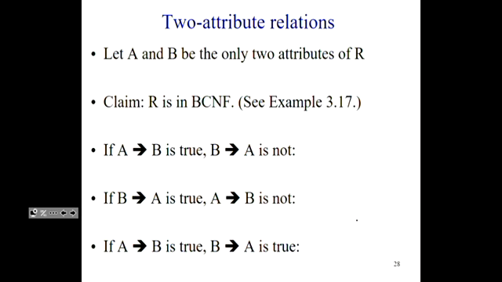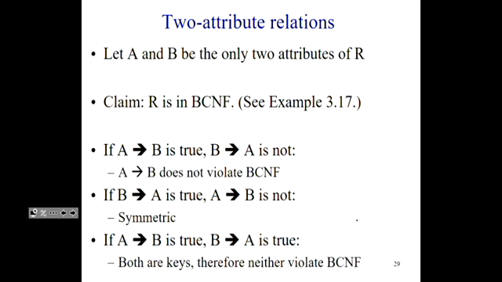Okay, so the last step in completing the story before I describe the algorithm is the two attribute relation. So let's say you have a relation which has only two attributes, A and B. The claim is that any relation with two attributes is automatically in BCNF. And why is that? So let's walk through various cases. If there are no functional dependencies, then trivially the relation is in BCNF because there's nothing to violate. Okay, if there are no functional dependencies, you're in good shape. Let's consider the three other cases.